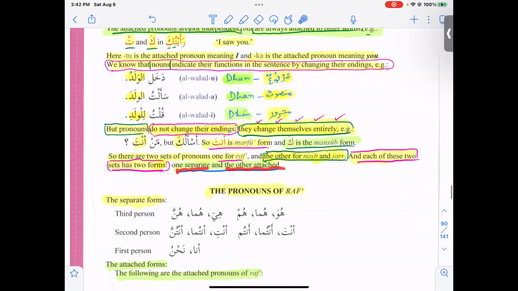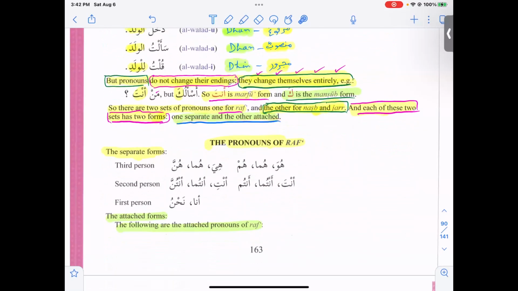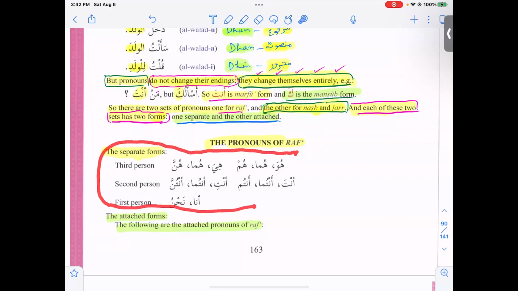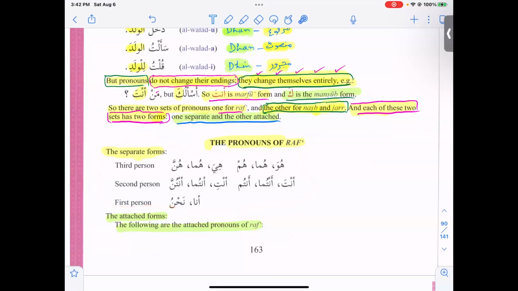Now this is very interesting, inshallah. The pronouns of rafa, the separate forms, they have their own form. Do you know this? No, my brother and sister. Do you know this? This was my second grammar song.